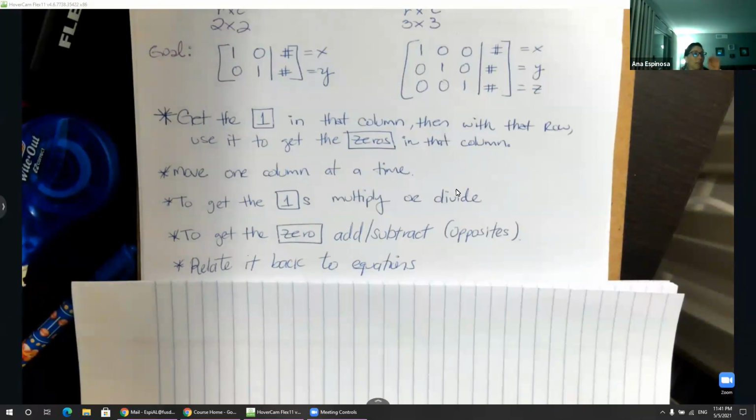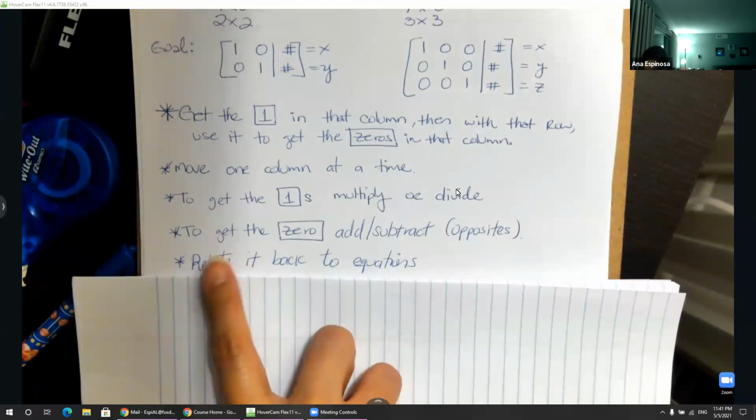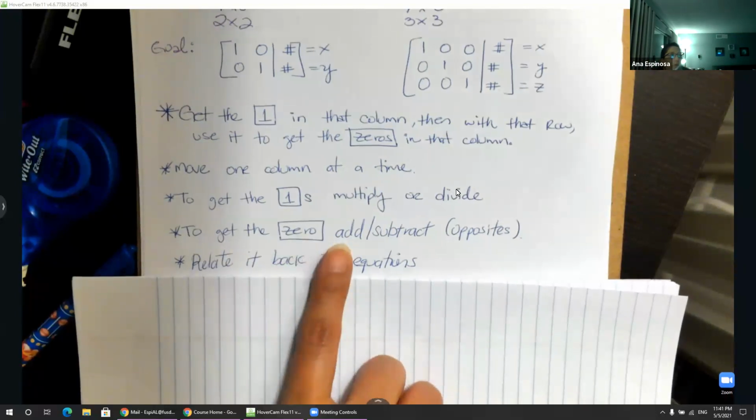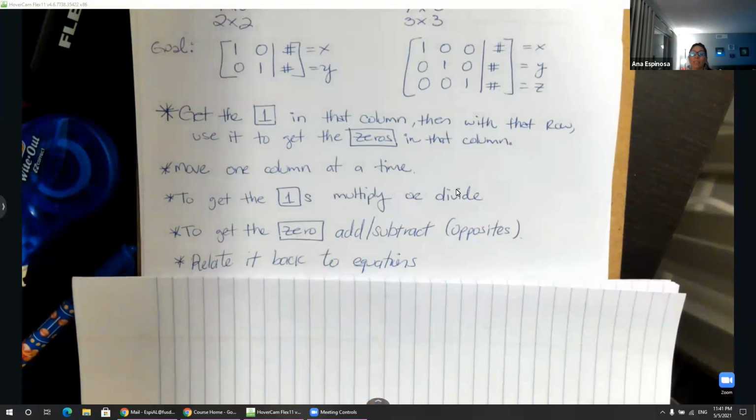Okay. The zeros are a bit more difficult to get. So to get the zeros, you're then going to add the opposites. Zeros means nothing, it means they canceled. So you're trying to think of the elimination process. How do I get 2 variables to cancel? They have to be opposites of each other. And that's the whole point. I will show you how to do that. You want to relate it back to equations. Okay. All right, so let's have this sink in a bit.